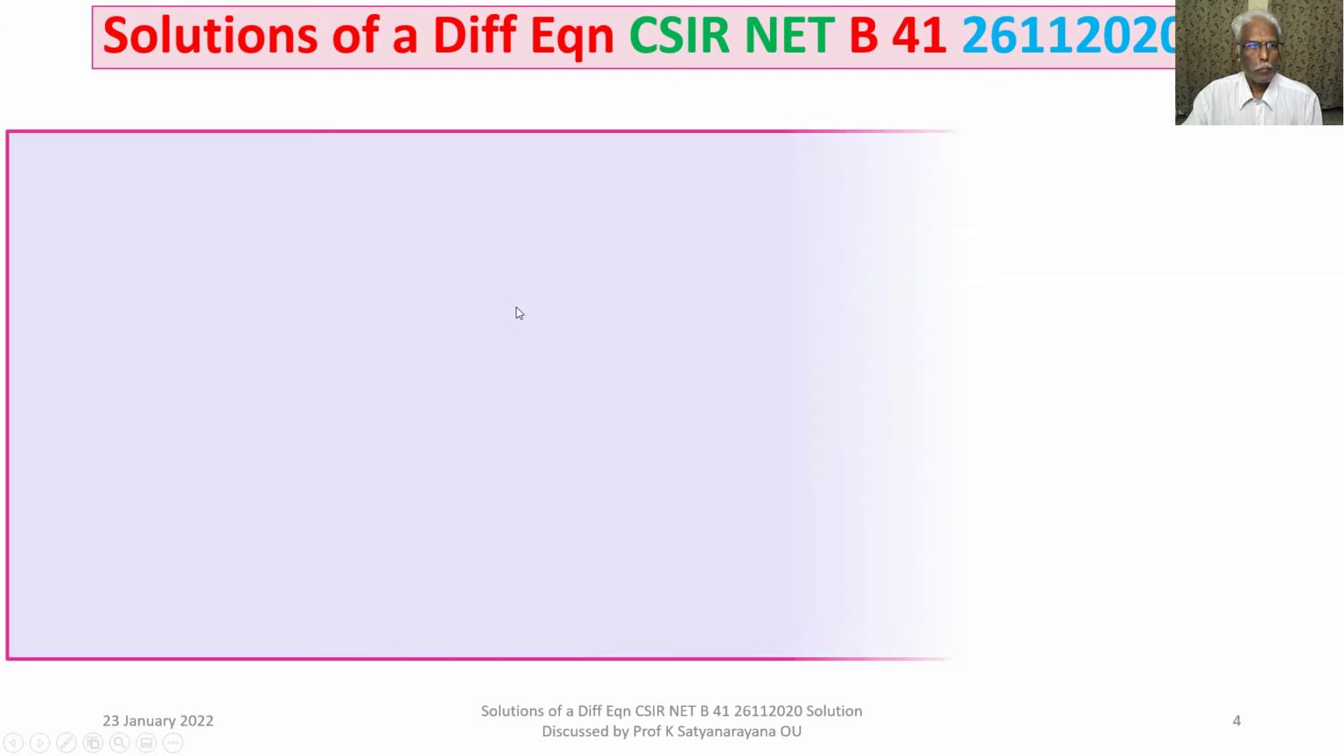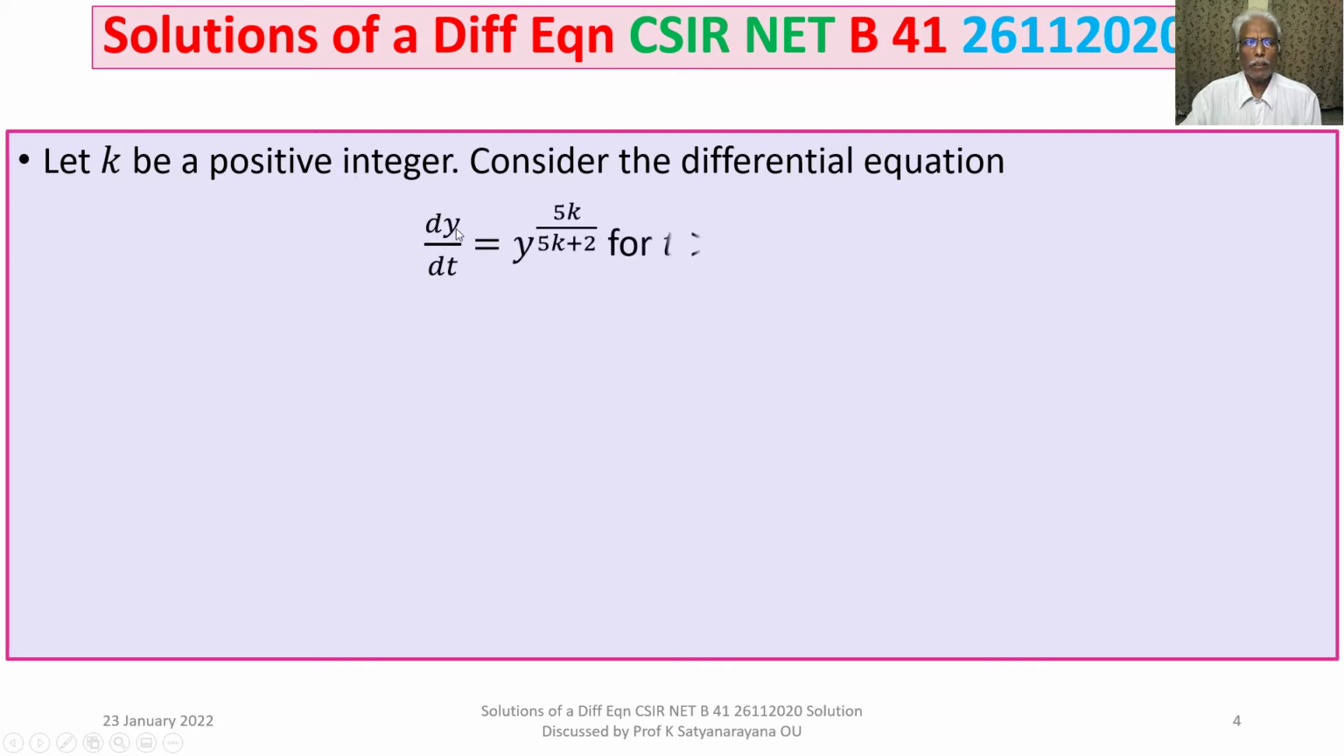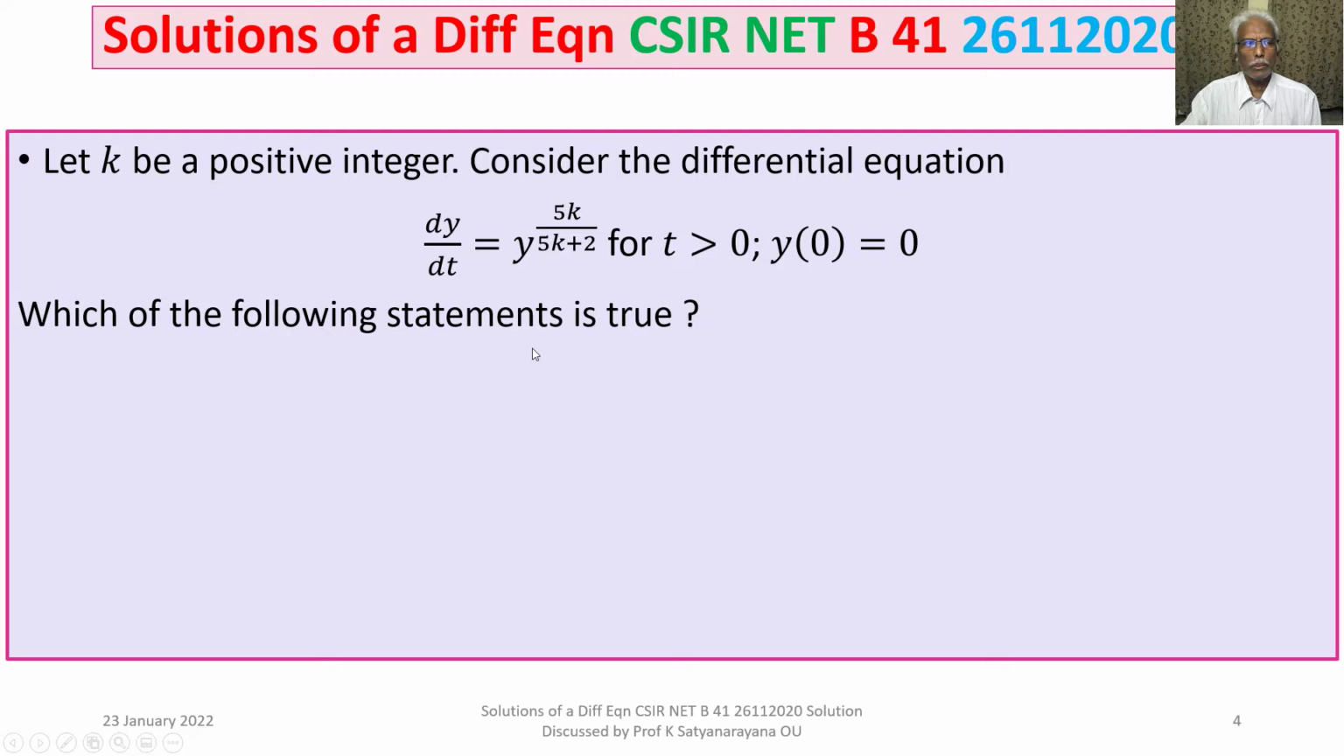The problem is, let k be a positive integer. Consider the differential equation dy by dt is equal to y power 5k by 5k plus 2 for t greater than 0 and y at 0 is equal to 0, the initial condition. Which of the following statements is true?